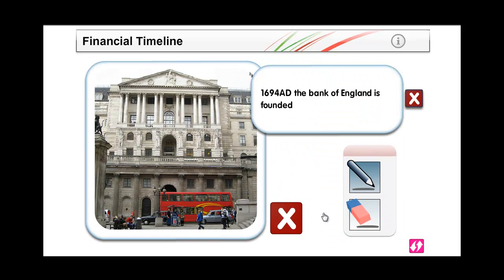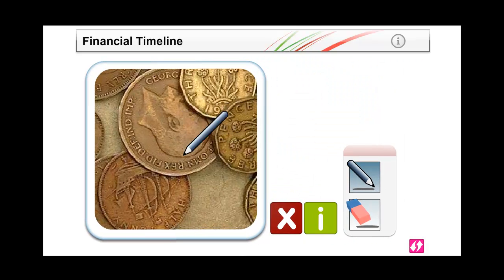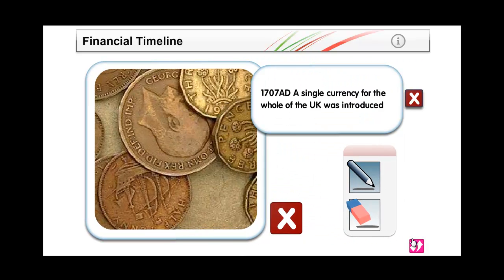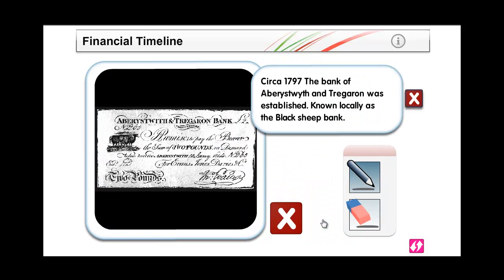Once the class have made the necessary adjustments to their timelines, the details relating to each picture could be viewed, allowing each group to check the statements they had assigned to each image match the ones on the interactive resource.